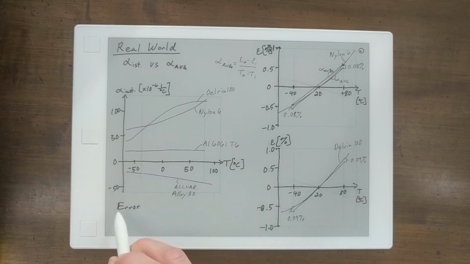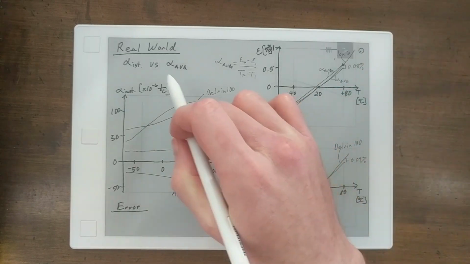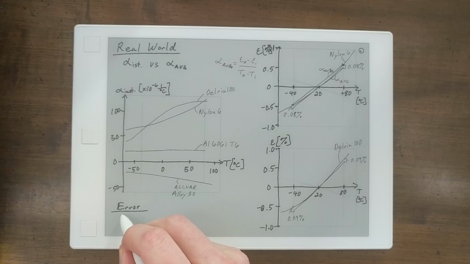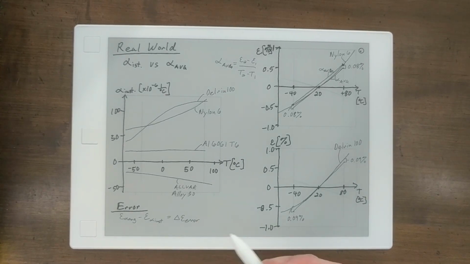And so what's the error associated with assuming the average CTE and not using instantaneous CTE? So the strain calculated using alpha average minus the strain calculated using alpha instantaneous is what I'm terming the difference in strain, or the error associated with that difference between those two.